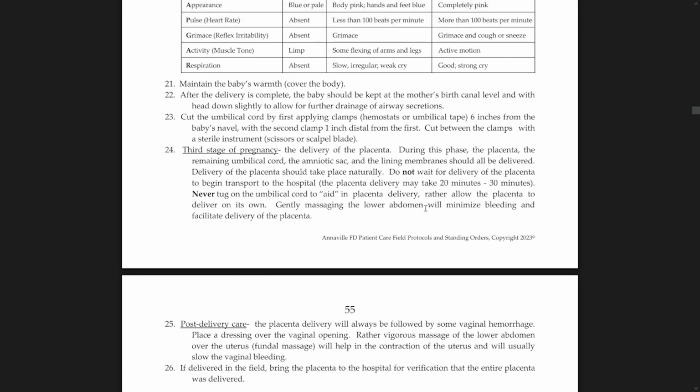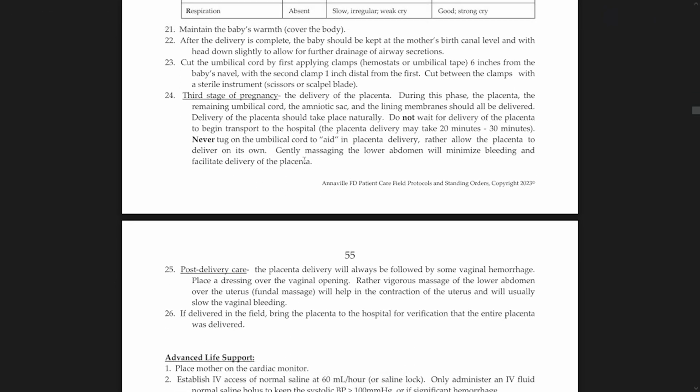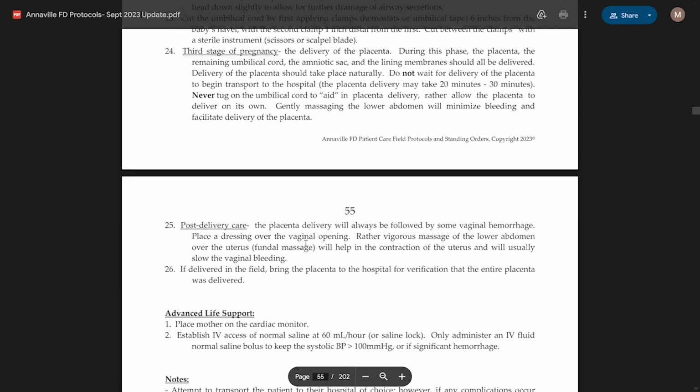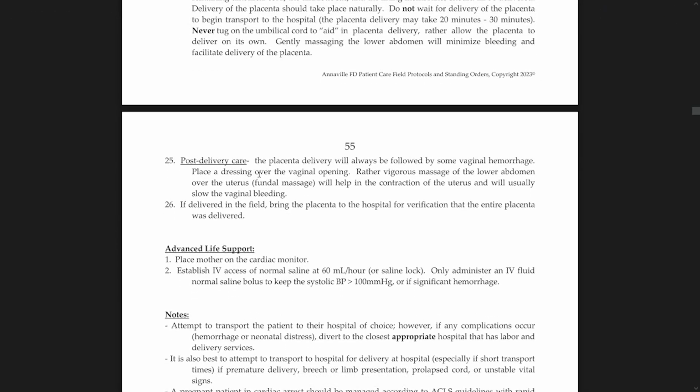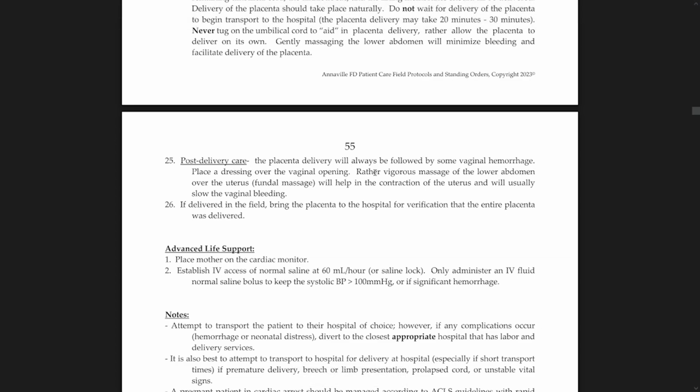Gently massaging the lower abdomen will minimize bleeding and facilitate delivery of the placenta. That's known as a fundal massage. For post-delivery care, the placenta delivery will always be followed by some vaginal hemorrhage. Place a dressing over the vaginal opening.